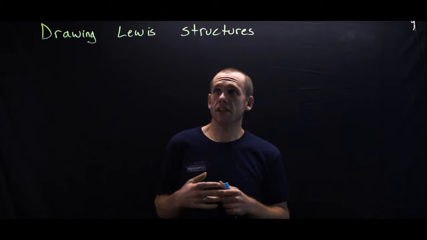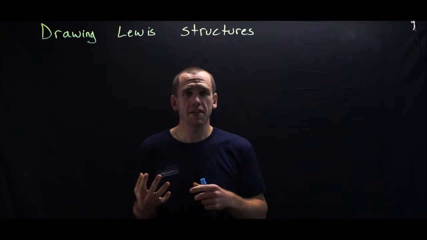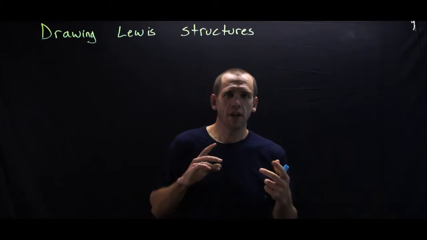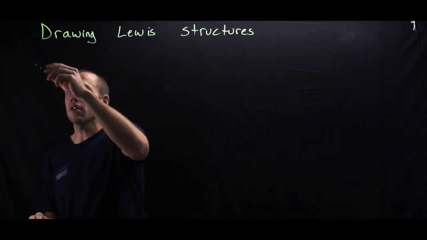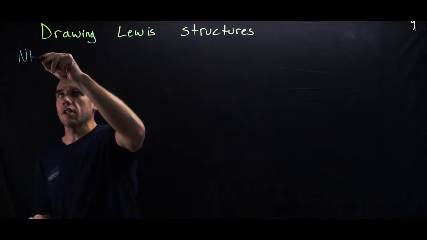Hello everyone. In this lesson we're going to look at drawing Lewis structures. We're going to do an easy example and a little bit more complex example. I might do the second one twice. We're going to start with NH3.